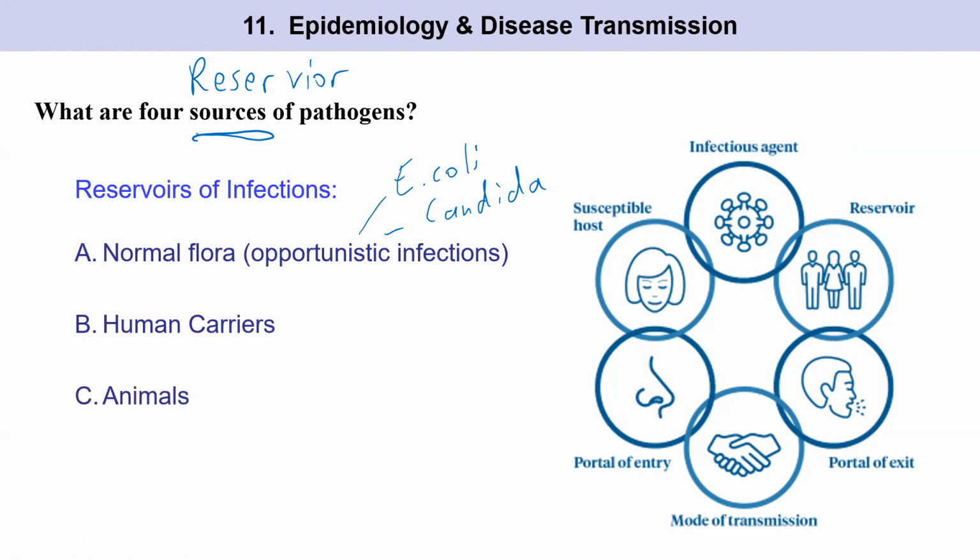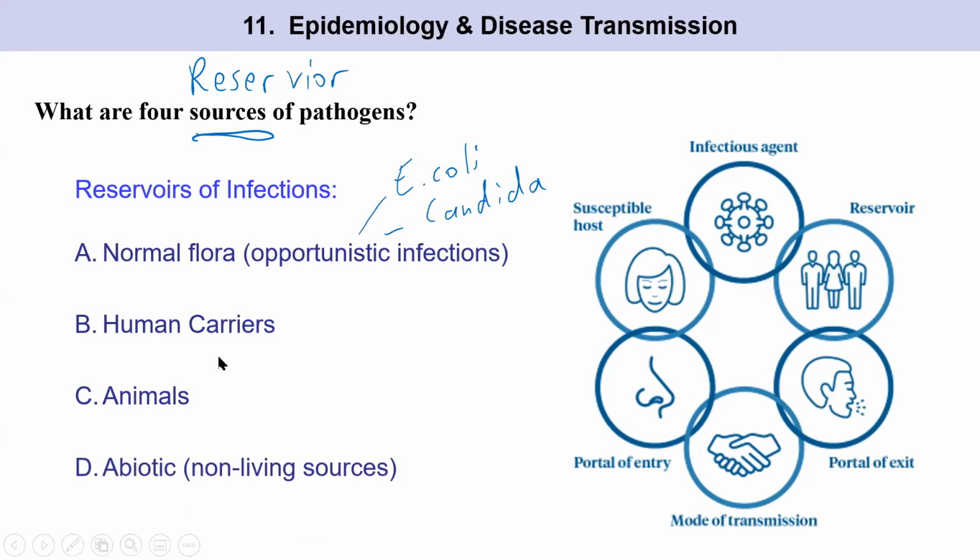Animals, so zoonotic infections, so that would include things like rabies, West Nile virus, Lyme disease, plague, bird flu. So there's a big list of those potential infections.